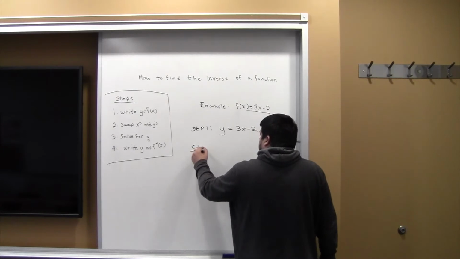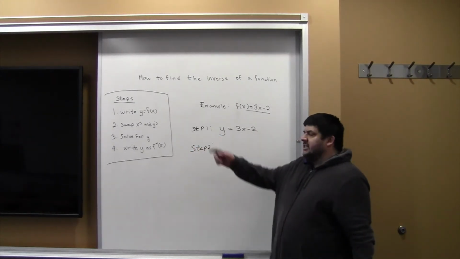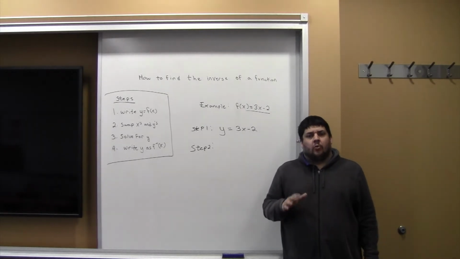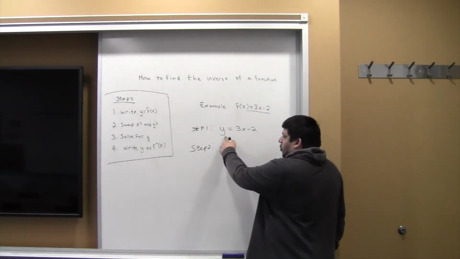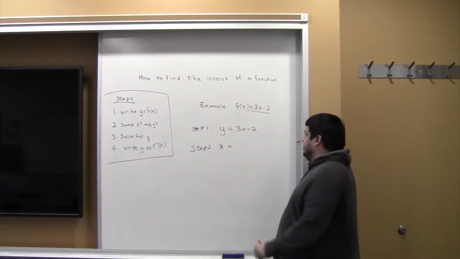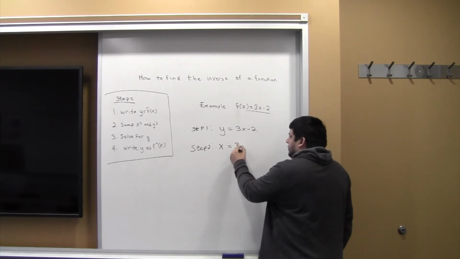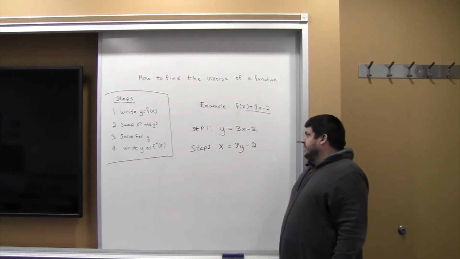Step 2 says to swap an x with a y and swap all y's with an x. So this one was a y, so now this one's an x. This one was an x, so now this one is a y. So now we've completed step 2.